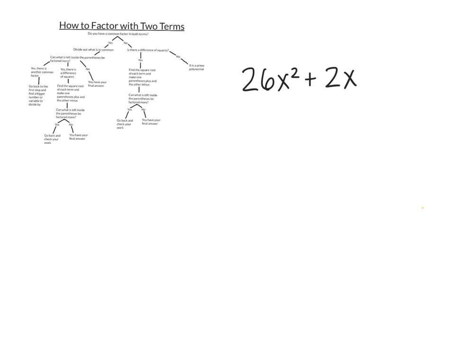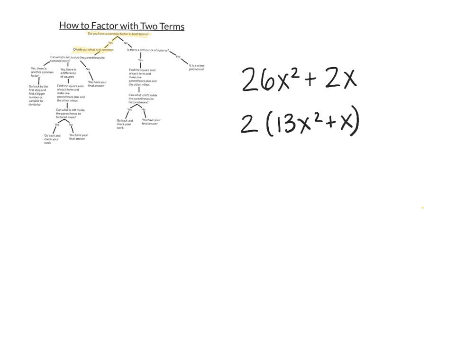All right, next up, let's take a look at this polynomial. 26x squared plus 2x. So the first step is, do you have a common factor in both terms? And yes, we do. So then we will divide out what is in common. So I'm looking and I see that there's a 2 in common, so I guess I'll factor that out.